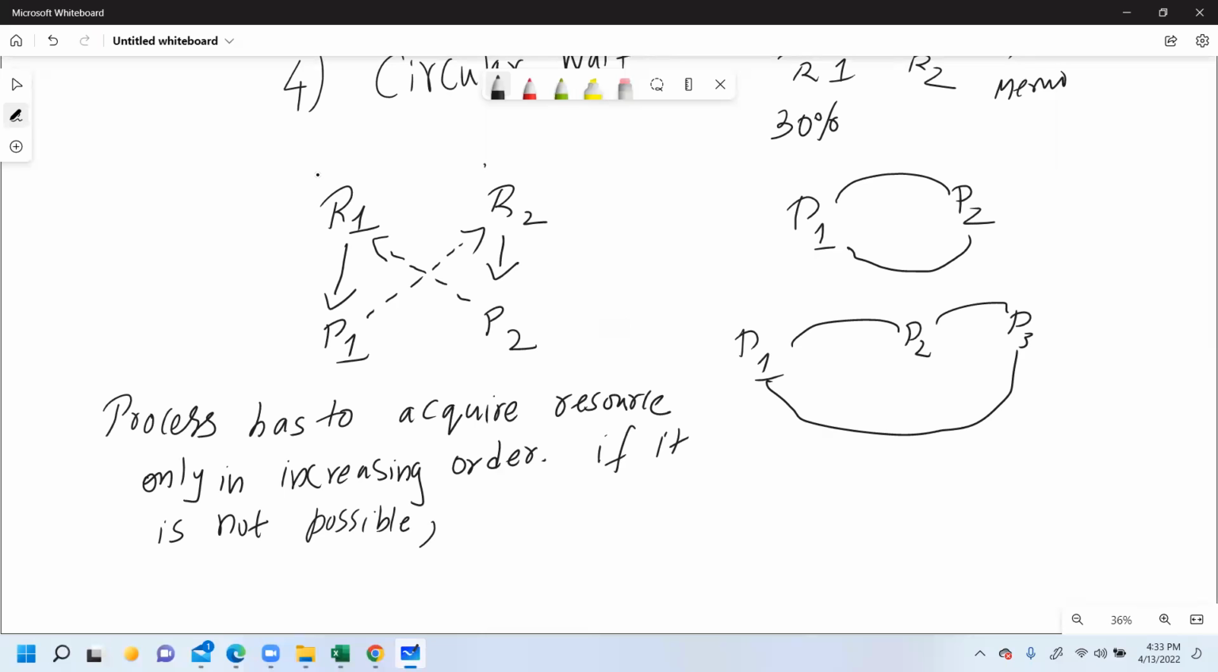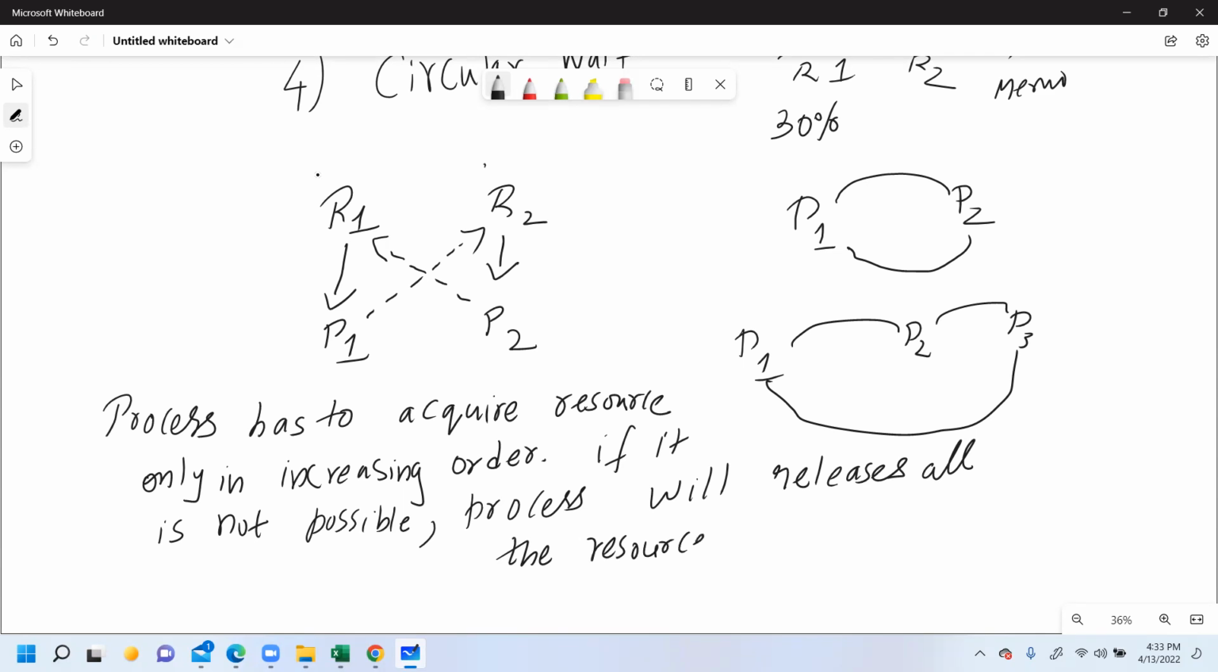Then the process must release, or will release, whatever you want to call it, the process will release all the resources that it is holding. Are you able to follow this sentence here that I'm writing?